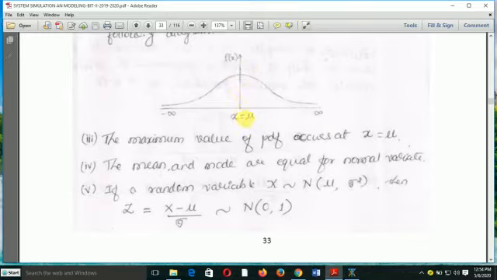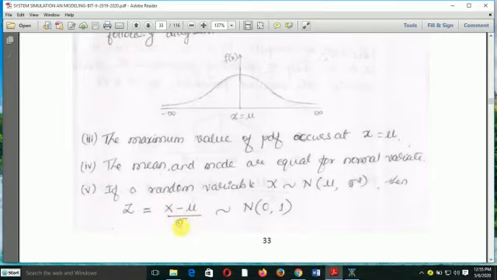If the random variable x follows n(mean, variance), then we are going to have another variable called z, which is equal to x minus mean out of standard deviation, with n between 0 and 1. What is the meaning of this? The meaning is this.